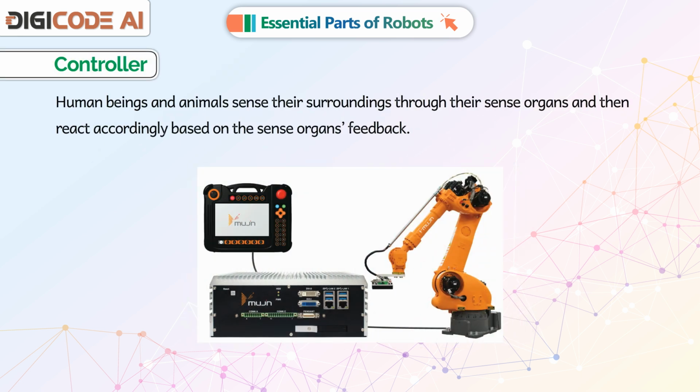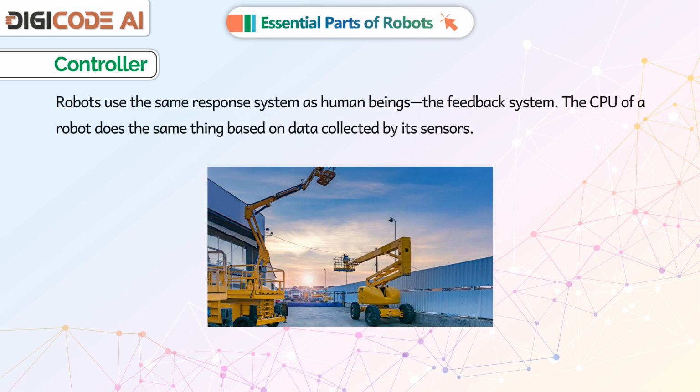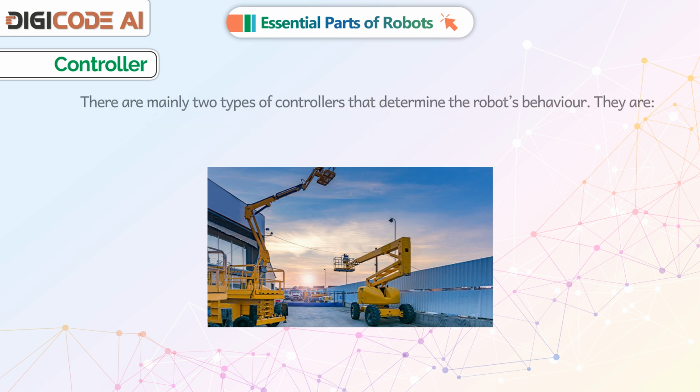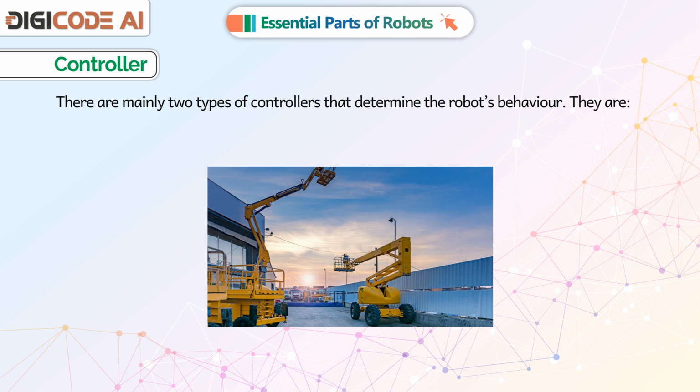Controller. Human beings and animals sense their surroundings through their sense organs and then react accordingly based on the sense organs' feedback. Robots use the same response system as human beings, the feedback system. The CPU of a robot does the same thing based on data collected by its sensors. There are mainly two types of controllers that determine the robot's behavior.